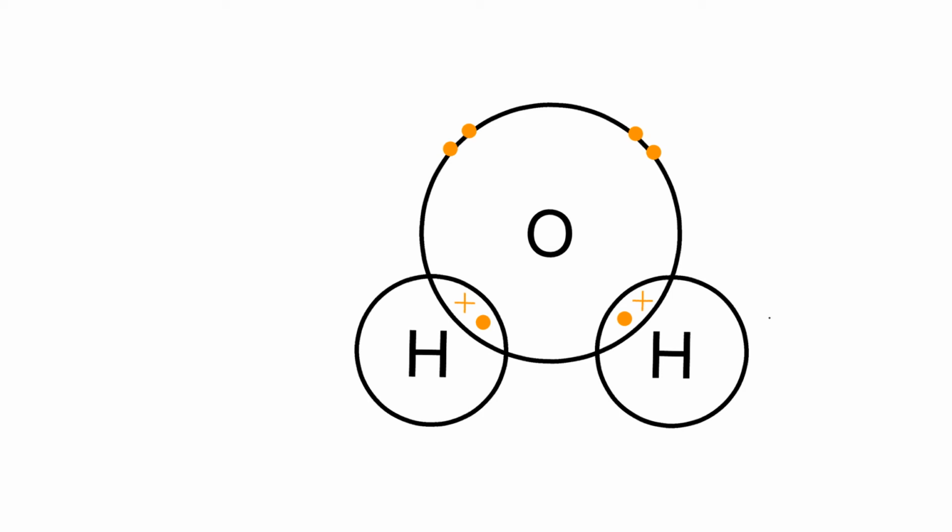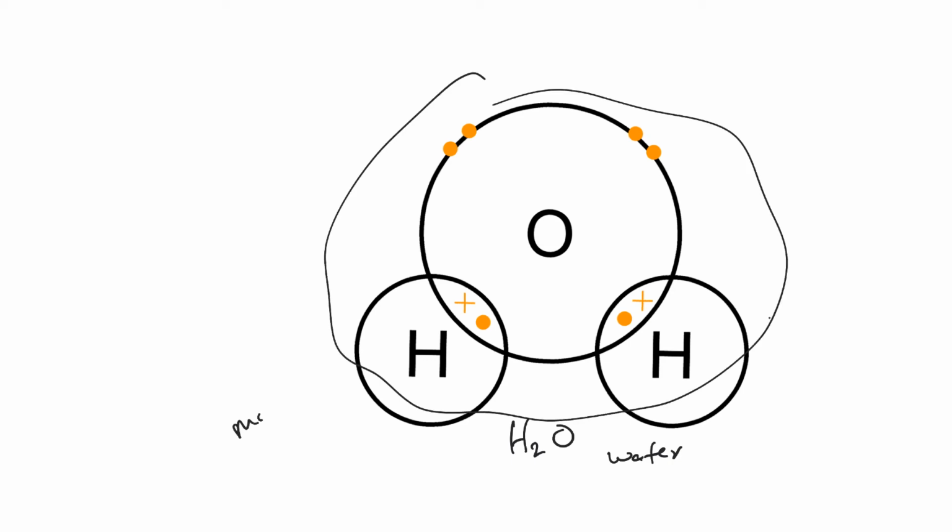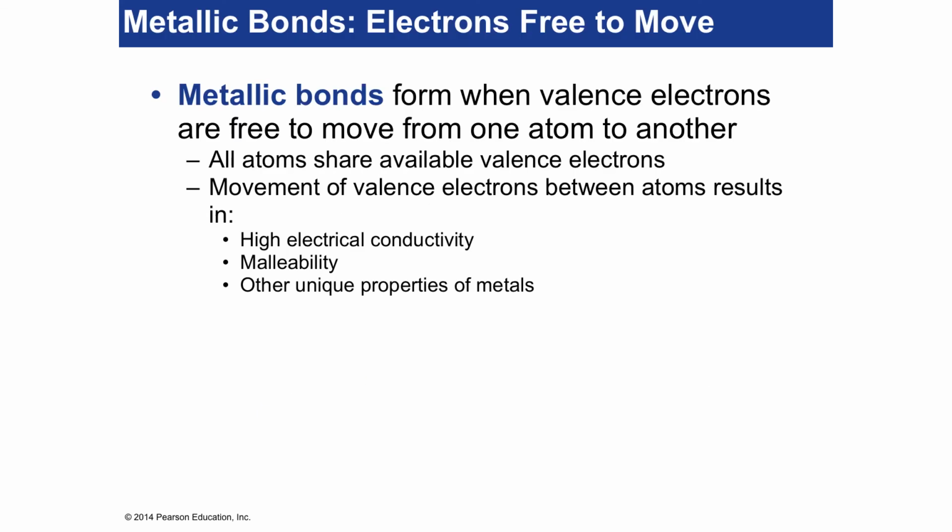So since oxygen has 6 and needs to share 2, it's going to share 2 by sharing 1 each with 2 hydrogen atoms. So this is the molecule of water. Water is H2O, and water is a covalent bond, and as such, this whole thing, all of it together, is called a molecule. A molecule is the smallest unit of a compound that's covalently bonded.